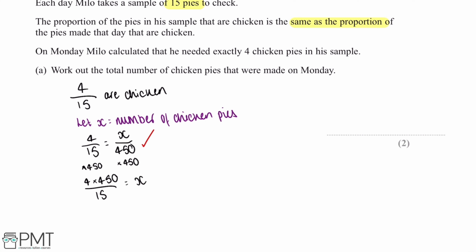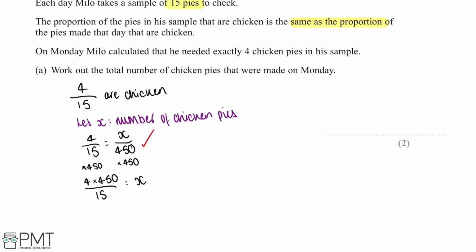So x is equal to 4 multiplied by 450, which is 1,800, divided by 15, which we can simplify down to 360 over 3 by dividing both the top and bottom by 5, which tells us that x is equal to 120. So if x is the number of chicken pies, this means that 120 chicken pies were made on Monday. And this is where our second mark will come from.